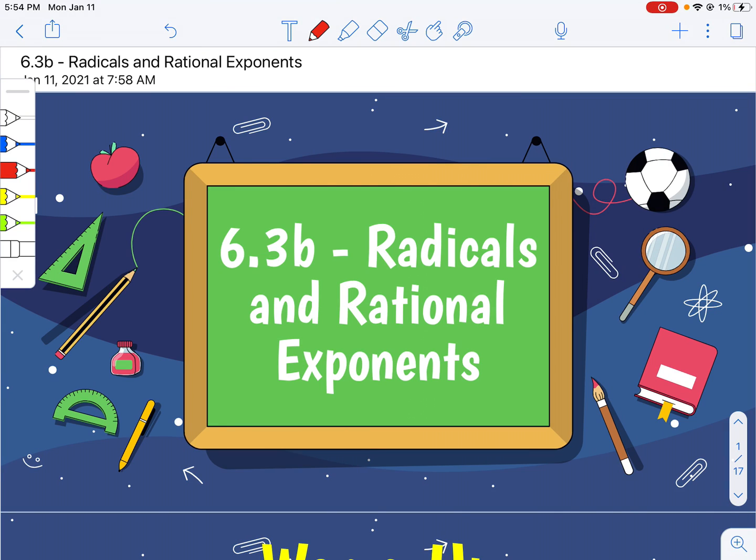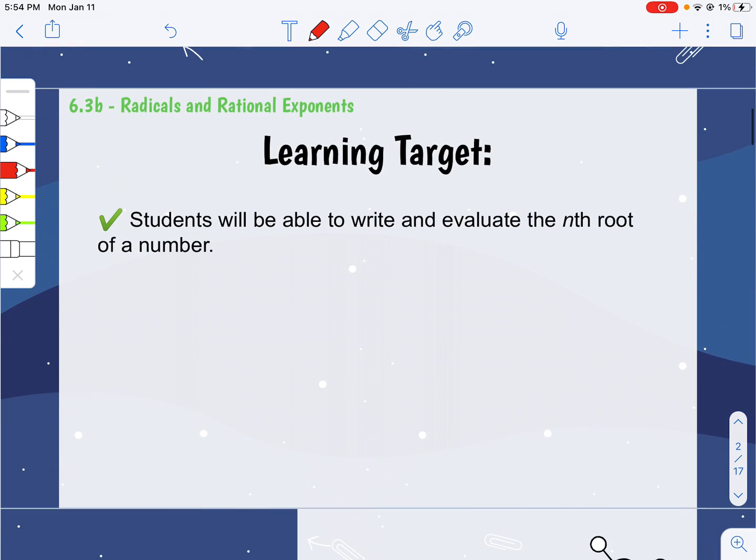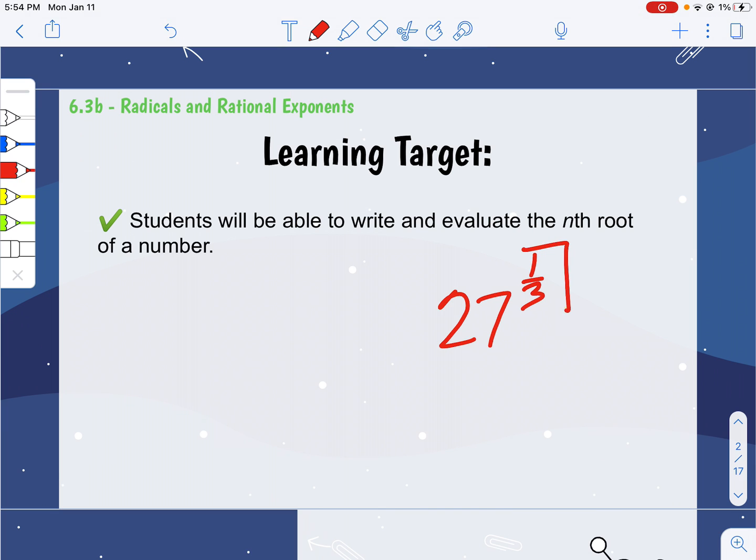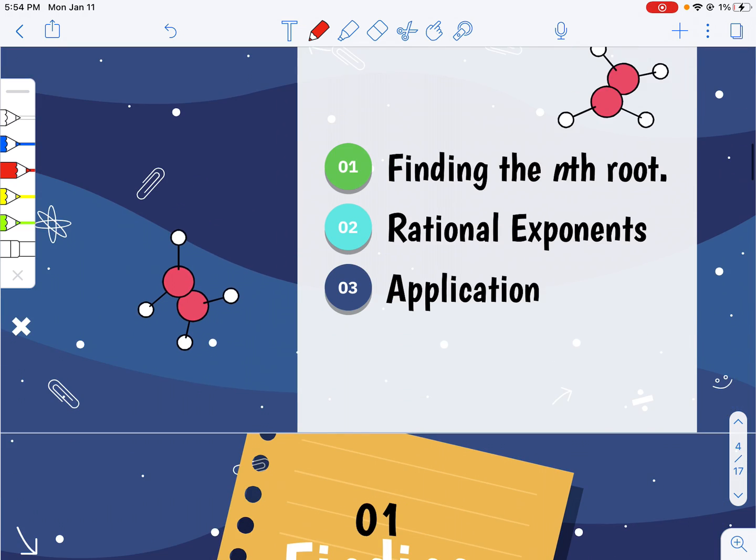So, if we are looking at lesson 6.3, I'm calling this part B because it would have been Friday, we looked at just an introduction to this lesson. And on Friday, what we looked at was if we had a number like 27 to the 1/3, we looked at how we take this 1/3 and how we can rewrite it as the cube root of 27, and how what we are trying to do here is find out what number we can multiply together 3 times and get 27. Remember, it has to be the same number every time. In this case, the answer would be 3, just a single number 3 would be our answer.